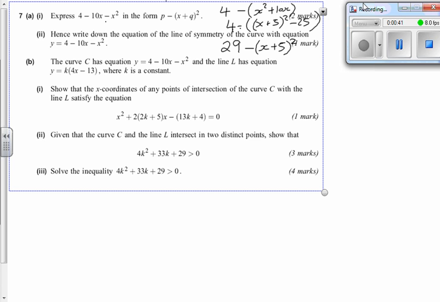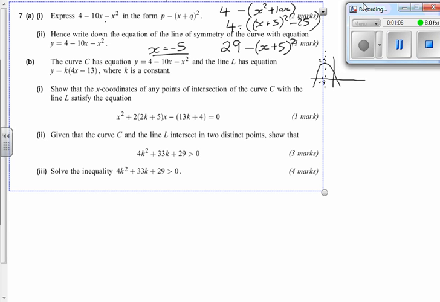If you think about the graph of that, it's going to have a maximum point at 29 when x is here at minus 5. So it can look something like this. So where's its line of symmetry? Straight down the middle. The line of symmetry here is when x is equal to minus 5. Similar sort of question, we quite often get asked what the minimum point is or other things.